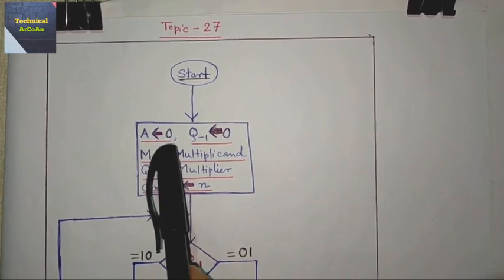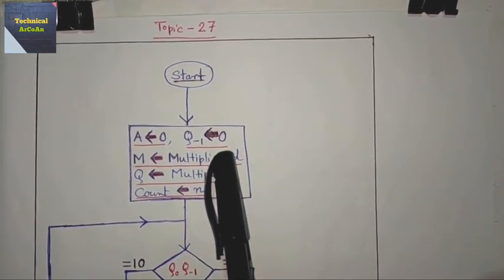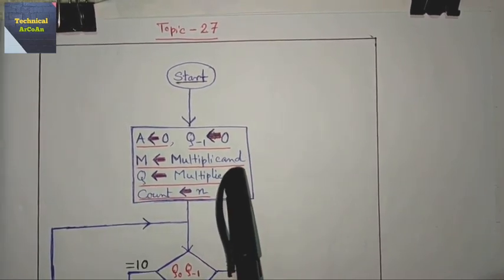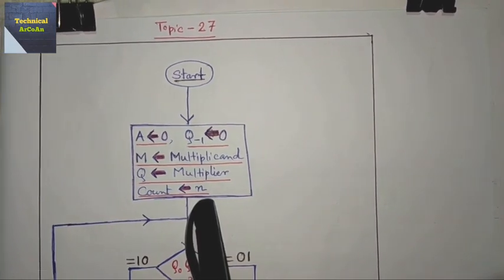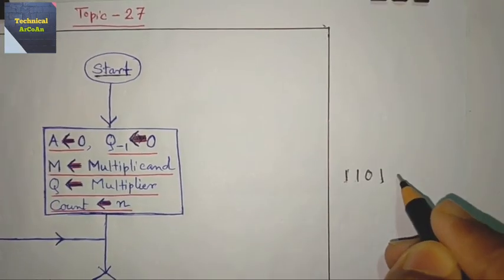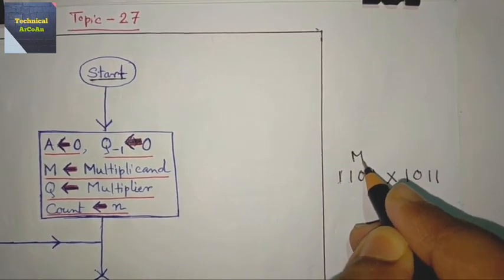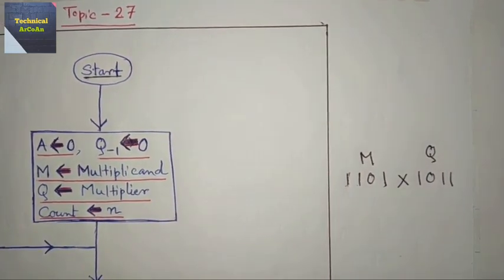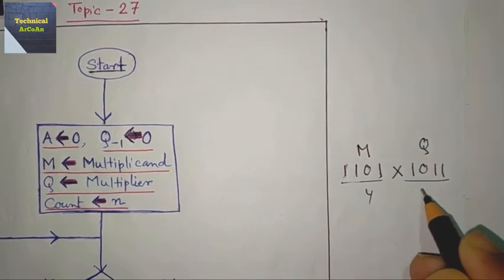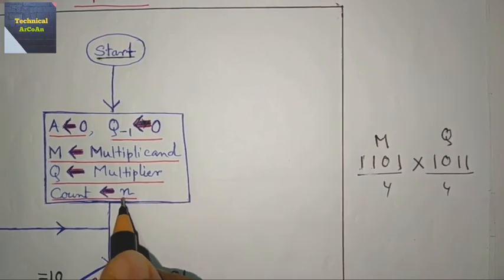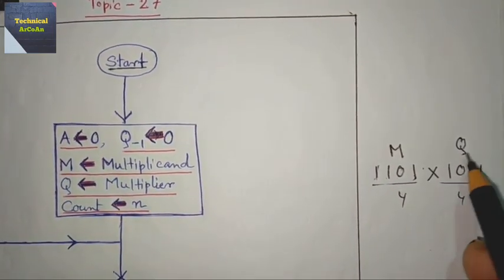We are defining A equal to 0, A is the accumulator, and Q suffix minus 1 equal to 0. After that, M is your multiplicand and Q is your multiplier, and count is equal to n. So 1101 multiplied by, suppose, 1011. So these are your M and these are your Q. Now how many bits are there? There are 4. So that's why the count should be 4. And M represents your multiplicand and Q represents your multiplier.